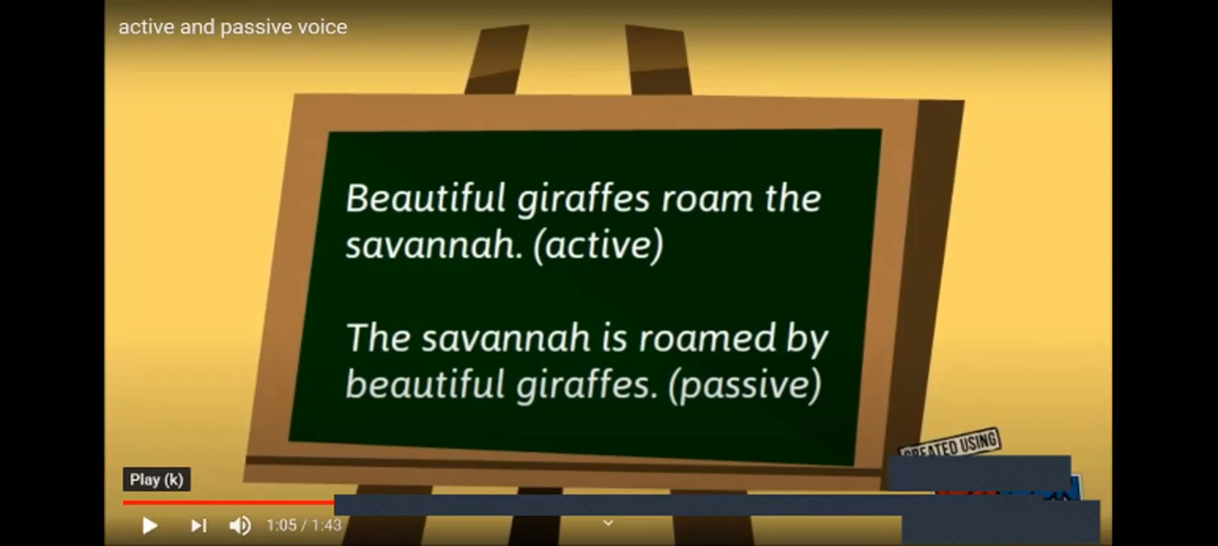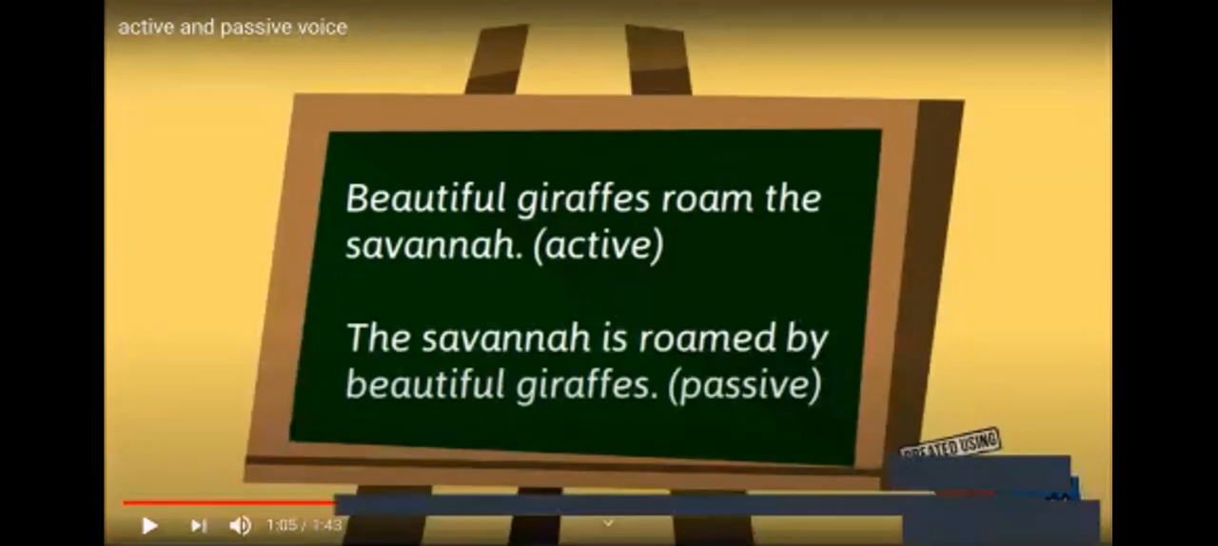Okay, there we have beautiful giraffes roam the savannah. Beautiful giraffes is the subject. Roam is the verb. The savannah is the object. Okay, where are the giraffes? They're in the savannah, a place. They roam, they go around.